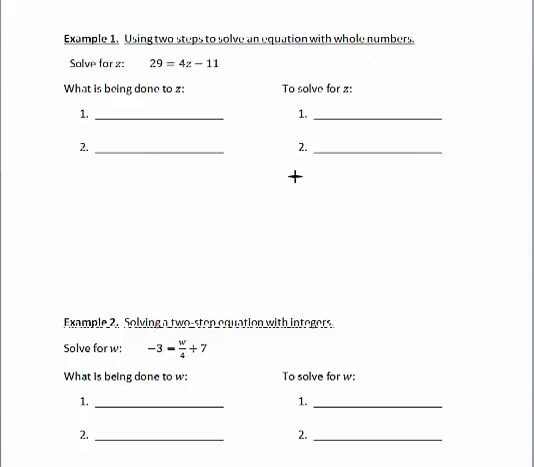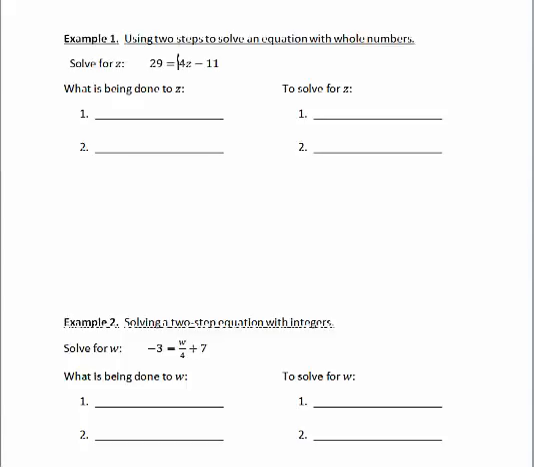So it may come naturally to you to know what to do to solve for the variable. If that's the case, then by all means, don't worry about writing out a list according to what's being done to the variable. But if you find yourself struggling, this is a good way to fall back on and get yourself on the right track. Alright, what's being done to z?